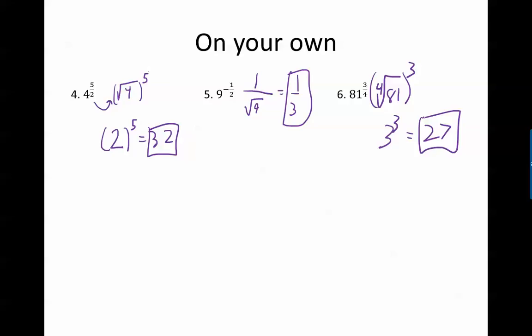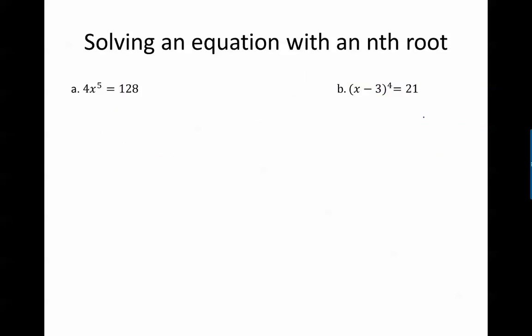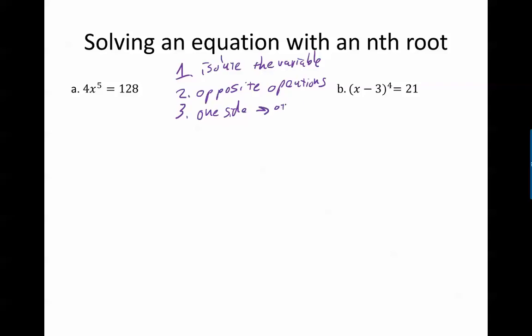But otherwise, let's move to our last set of examples for this lesson, which is solving an equation with an nth root. And so I want to remind you of our 3 solving rules. Number 1, the goal is to isolate the variable. That is, get the variable by itself. Number 2, we use opposite operations, meaning to get rid of something, we do the opposite of it. So addition, subtraction, multiplication, division, etc. And then finally, whatever we do to one side, we do to the other side.